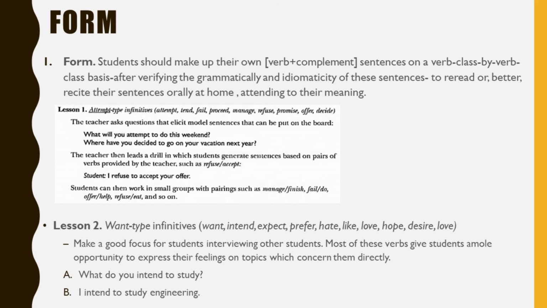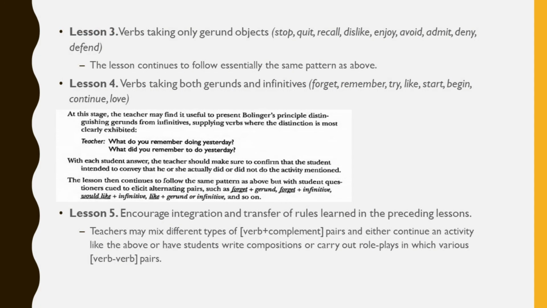Student to student, questioning follows with additional pairs, prefer or eat, hope or spend, the coming vacation, and so on, adding direct object forms where reasonable as above. Lesson 3. Verbs taking only gerund objects. The lesson continues to follow essentially the same pattern as Lesson 2 and Lesson 1.